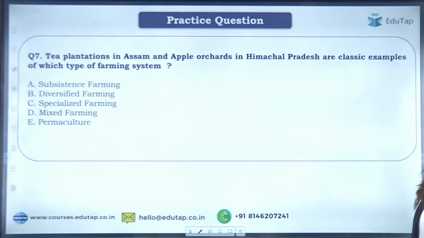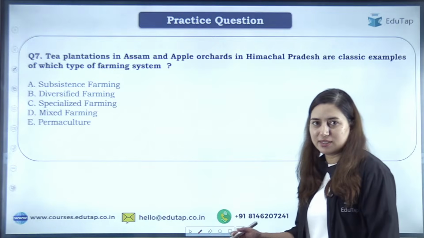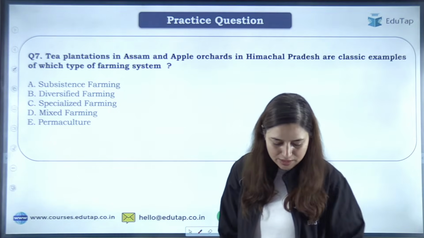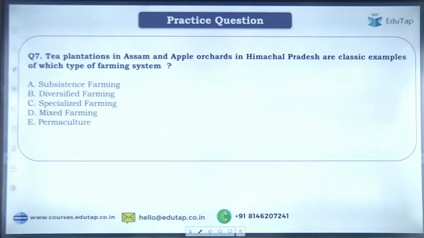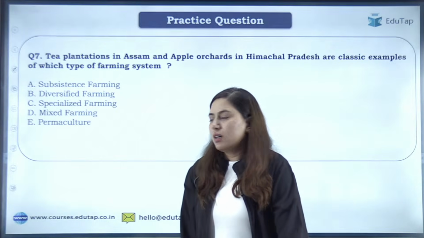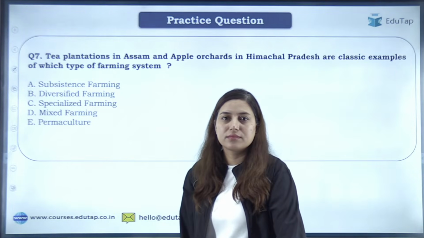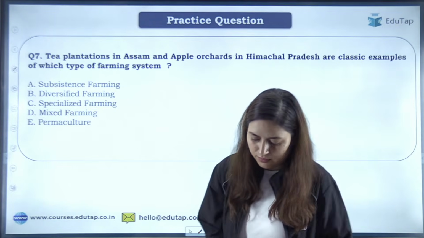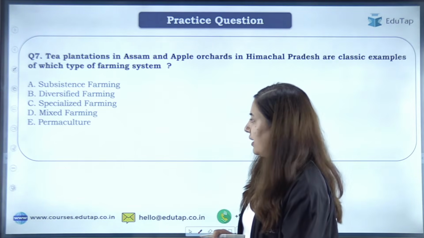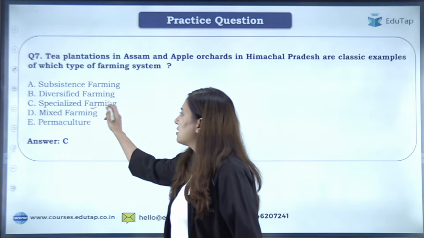Moving to the next question. Tea plantation in Assam and apple orchard in Himachal Pradesh are classic examples of which of the following farming systems? Your options are subsistence, diversified, specialized, mixed और permaculture. ठीक है, अब इसका आंसर बताओ. Anybody with the right answer here? Very good. Very good. I can see right answers coming. That will be specialized farming, right?